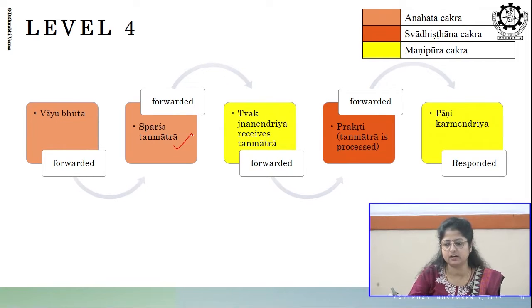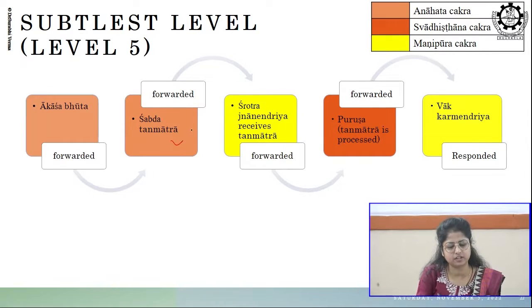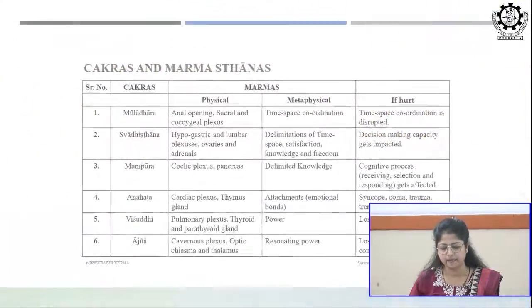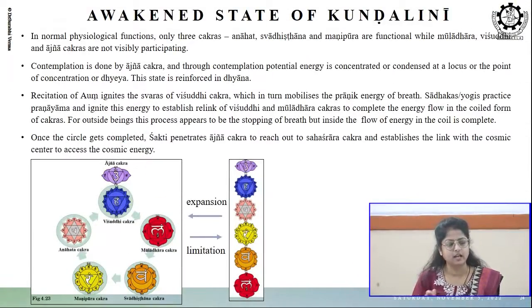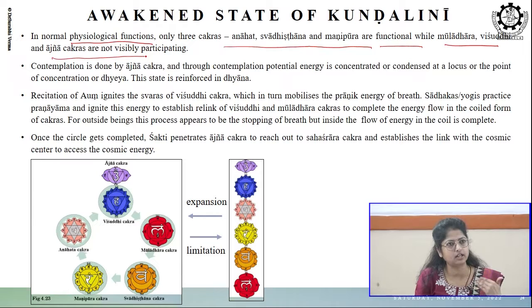For Sparsh Tanmatra, again 3 chakras are actively functional, and for Shabda Tanmatra, again 3 chakras are actively involved. So, when we summarize the things, we find that in a normal physiology, Anāhata, Svādhiṣṭhāna and Maṇipūra are the actively participating or functional chakras when we perform our daily behavior. While Mūlādhāra, Viśuddhi and Ājñā chakra are not visibly participating. We don't feel them participating.